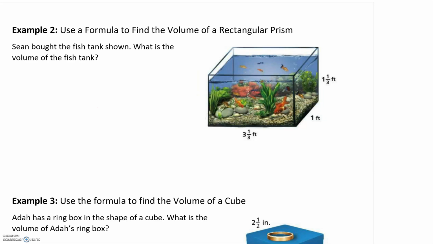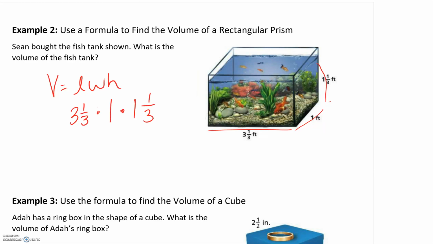Okay, so again, using that formula to figure out what our volume is going to be for a rectangular prism. This time we have a fish tank. Volume is length times width times height. And I'm going to use length, width, height. So I have 3 1/3 times 1 times 1 1/3.